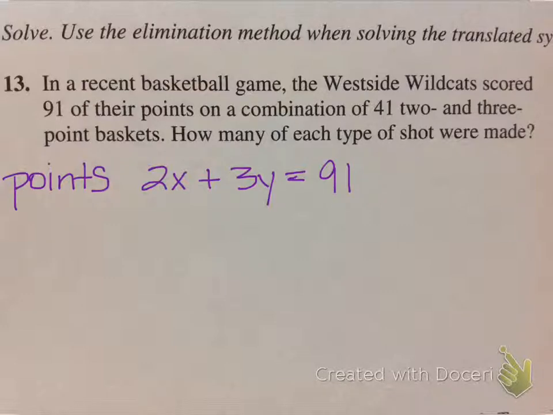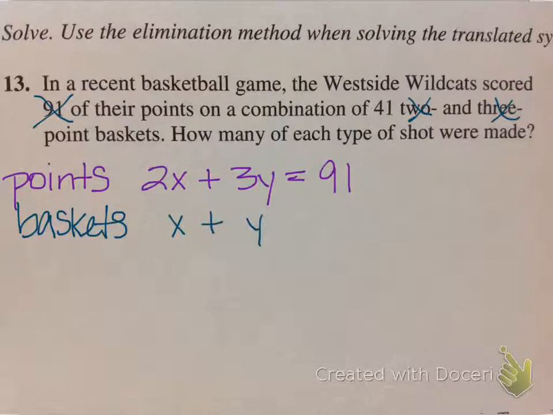And now I'm going to look at setting up an equation about just the baskets. So let's see, I've used the number 91 already, and I've used the numbers 2 and 3, so the other number I'm left with is 41. Well, baskets, we know that we have 2-point baskets, which I don't know how many of those, and I have 3-point baskets, don't know how many of those, but I know that my total number of baskets is 41. So here's my system I have to solve.